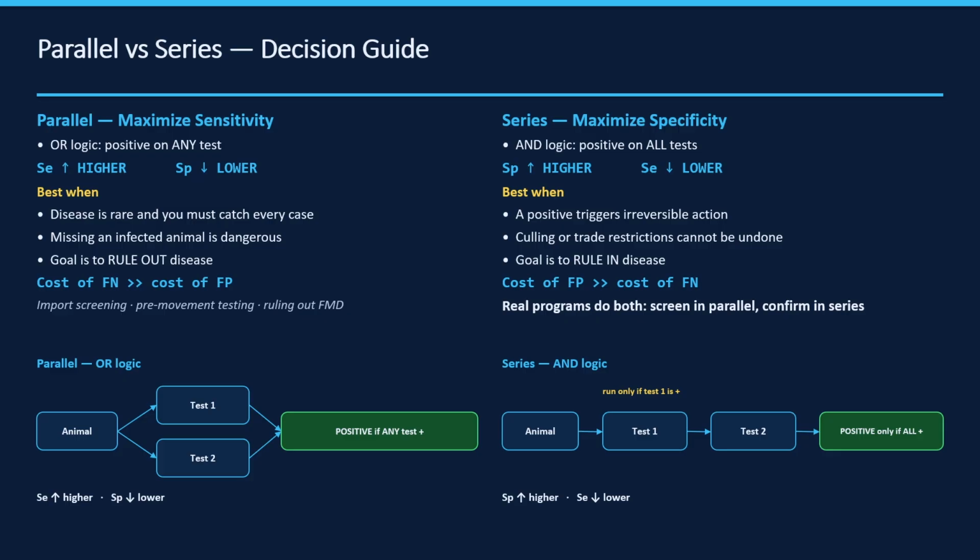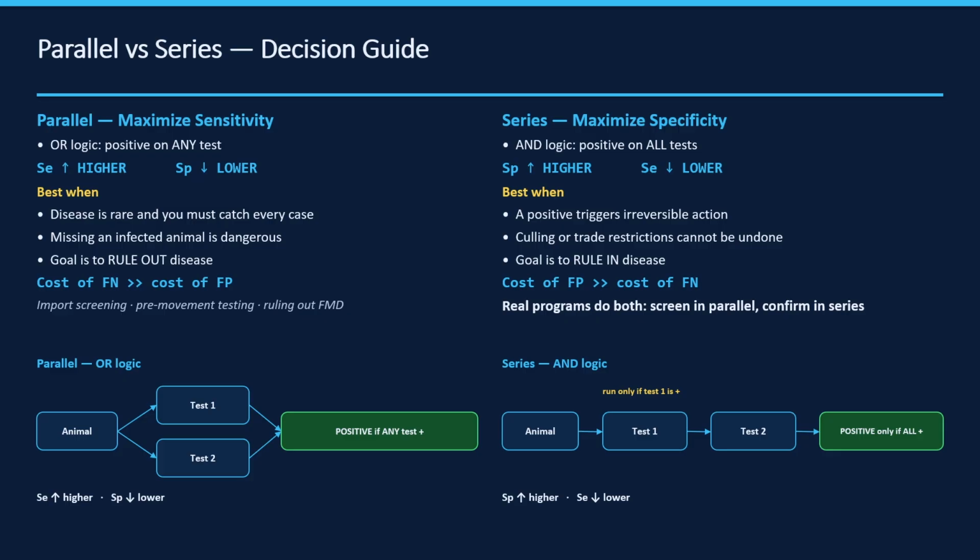Series testing, AND logic: higher combined specificity, lower combined sensitivity. Choose it when acting on a positive is serious and irreversible, when you want to rule in disease with confidence, when the cost of a false positive dominates. Culling decisions, trade bans, individual animal certification. And here's what real programs actually do, which is worth saying out loud. Screen in parallel to catch everything, then confirm in series to weed out the false positives. Cast a wide net, then verify.